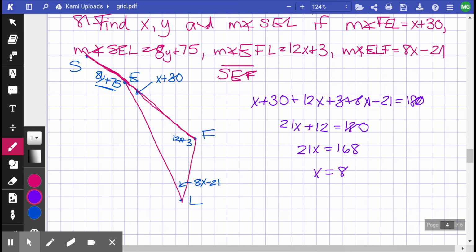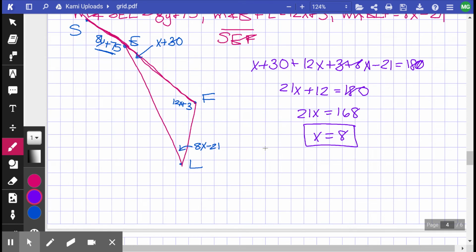Okay, but we want to find x, we want to find y, and we want to find the measure of angle SEL. So now I'm going to find y. And for that, I could use that these 2 angles right here add to 180 degrees. Or I could use the sum of the remote interior angles equals 180. But for either of those, we're going to need to sub in to find x. So I'm going to sub in here. So this is 38 degrees. This one's 99 degrees. And this one, 8 times 8, 64 minus 21 would be 43 degrees.